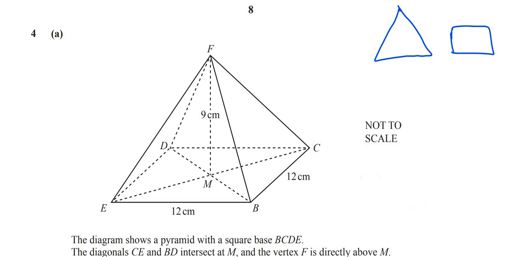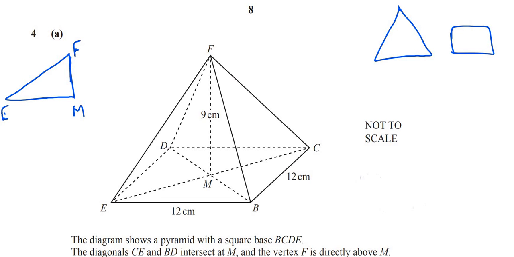So first, let's find the area of the triangle. How will we do that? If you look at it, can I find EF first? If I find EF, I'll tell you why I'm finding EF as well. This is E, this is F, and this is M.